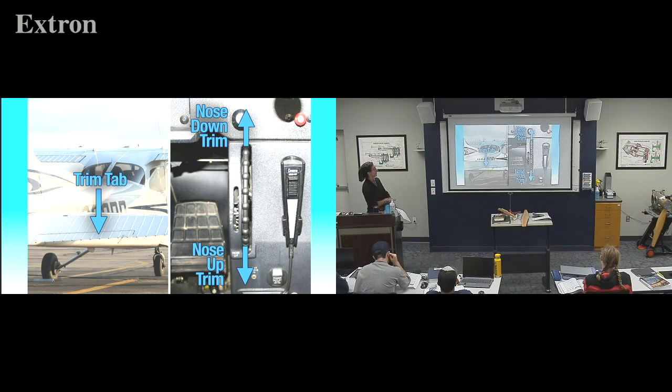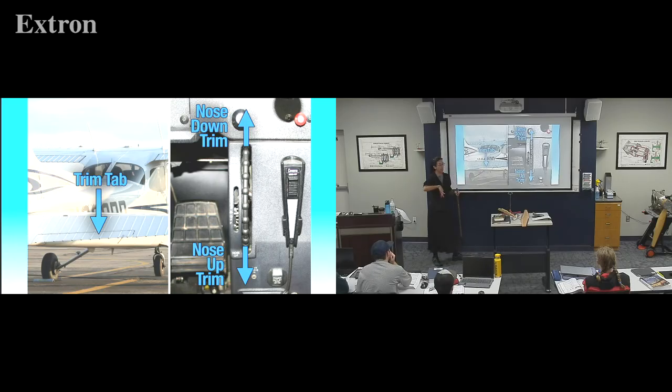Here is a lovely 172, with our trim tab that has cables that go up in the cockpit to this trim wheel. On the 172, it's in the console between the seats. You move the wheel down like this. Now, this could be confusing. Moving the wheel down like that gives you nose up trim.